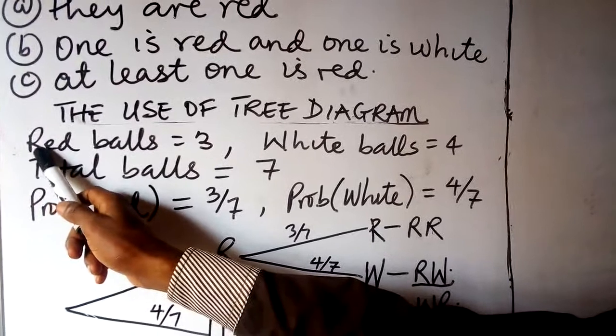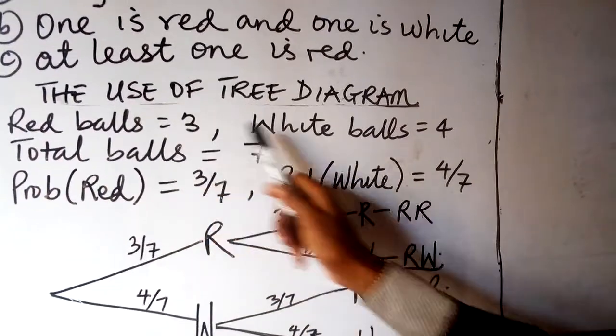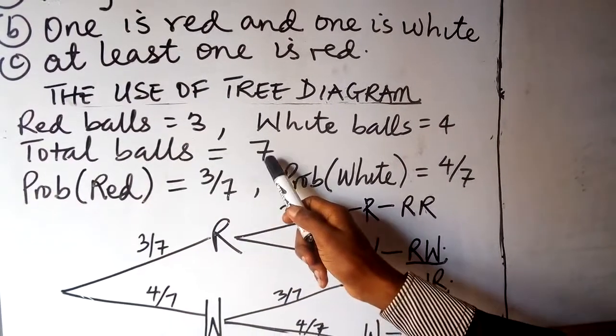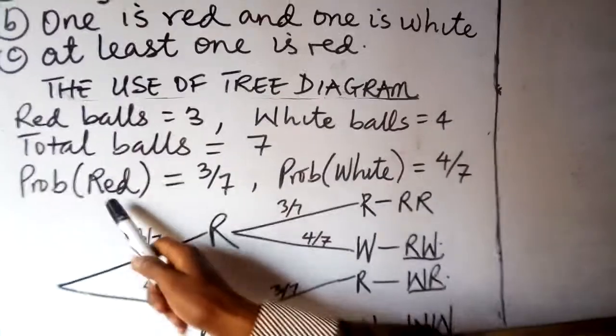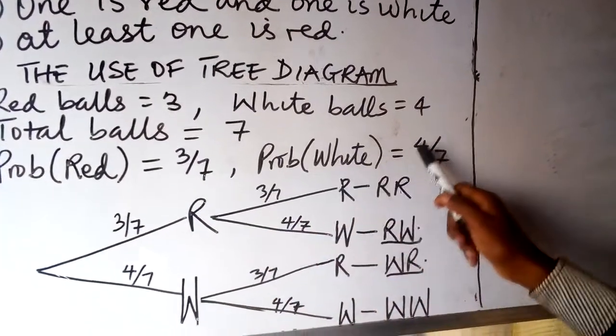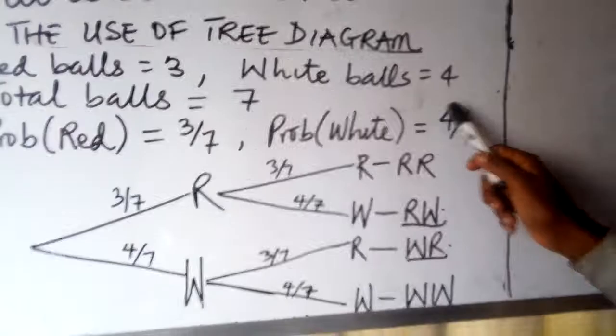We bring out the red balls. You have 3, white balls 4. The total of the balls there, you have 7. The probability of picking a red ball will be 3/7. The probability of white balls is 4/7.